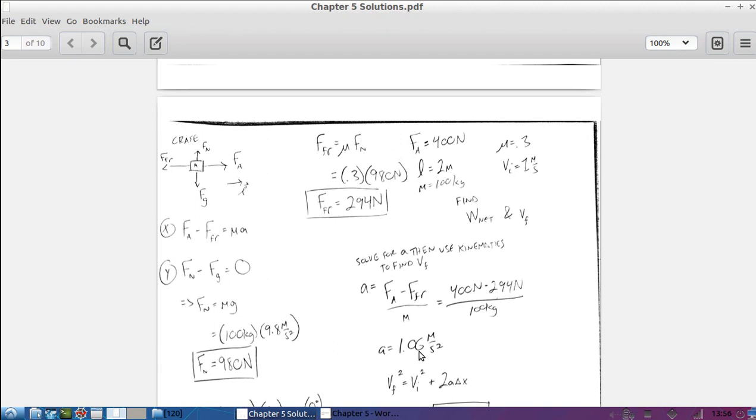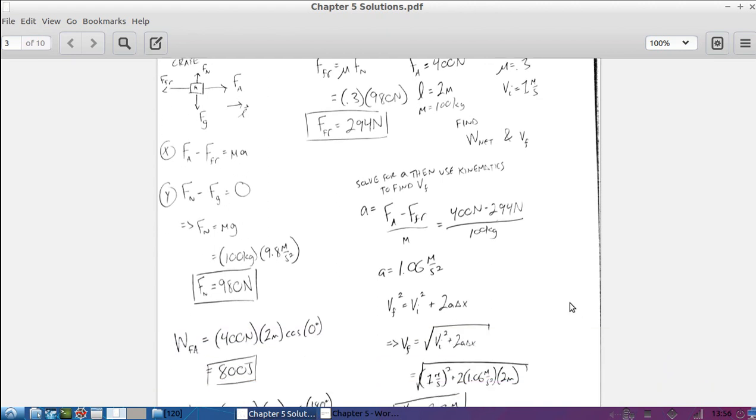Now it's time for Newton's second law, which I already wrote out. It's very handy to have. I'm going to use this to solve for the acceleration, and then once I have the acceleration, I'll use kinematics to find the final speed. So divide both sides by m. I've got the applied force, frictional force, and mass of the crate. I can plug everything in and I get an acceleration.